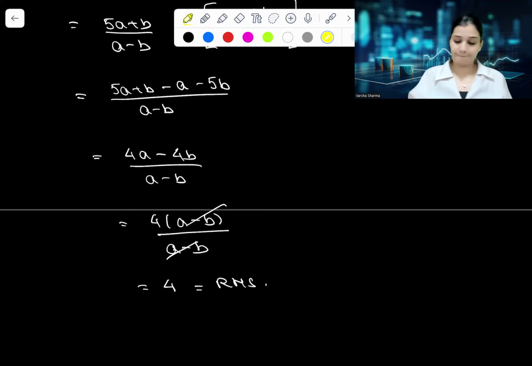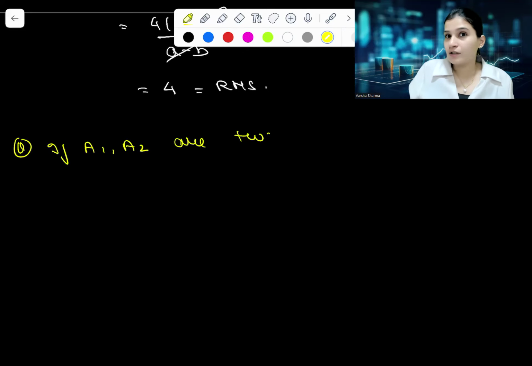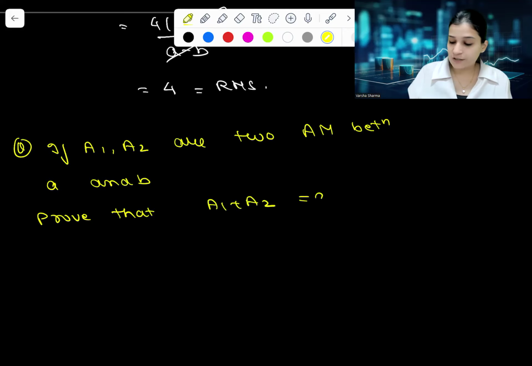Next question. If A1, A2 are two arithmetic means between a and b, prove that A1 plus A2 equals a plus b.